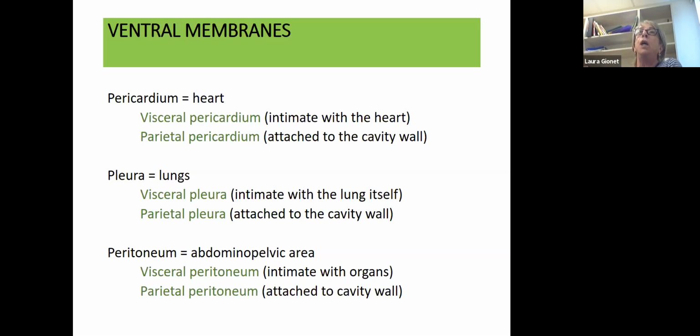The parietal pleura would be deep to the cavity wall with fluid in between the two. And then we have the peritoneum, found in the abdominal pelvic area. The visceral peritoneum is a layer that's deepest and intimate with the organs. Parietal peritoneum would be attached to the cavity wall. So I would be familiar with those terms.